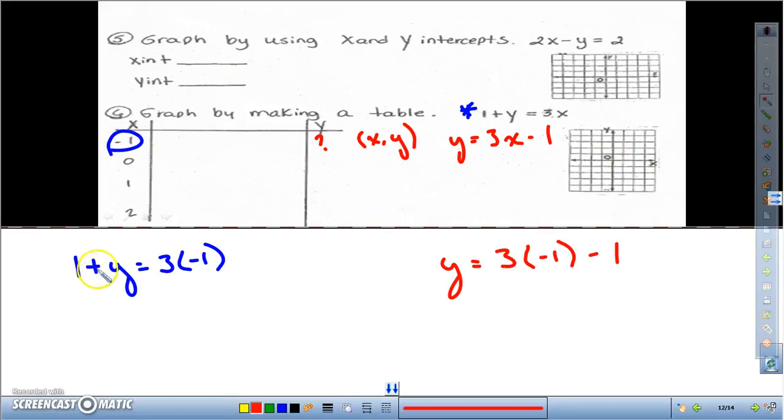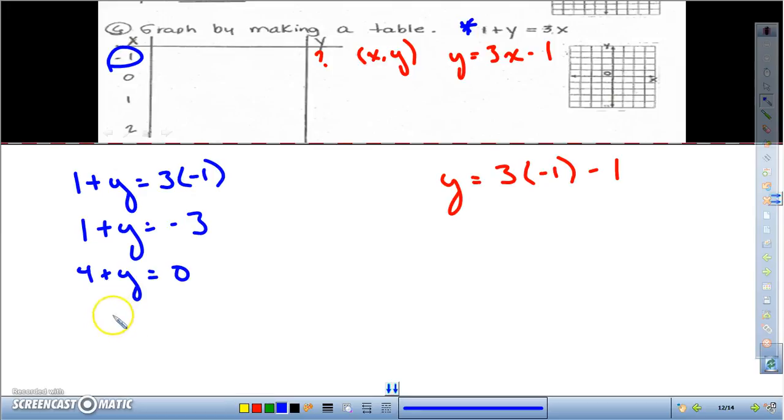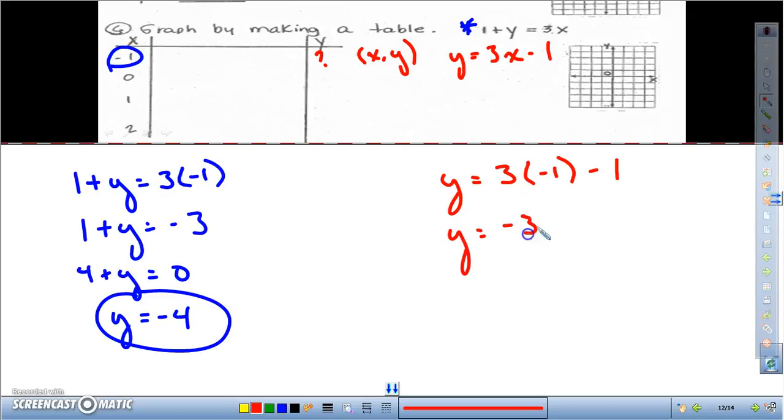So with the blue equation, I've got 1 plus y is equal to negative 3, and then add 3 to both sides to get 4 plus y is equal to 0, and then subtract 4 from both sides to get y is equal to negative 4. Okay, that is quite a few steps to get my corresponding y value of negative 4. Okay, with the red equation, I've got 3 times negative 1 is negative 3, minus 1 is negative 4.